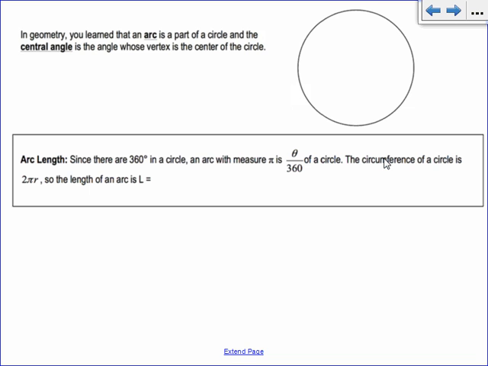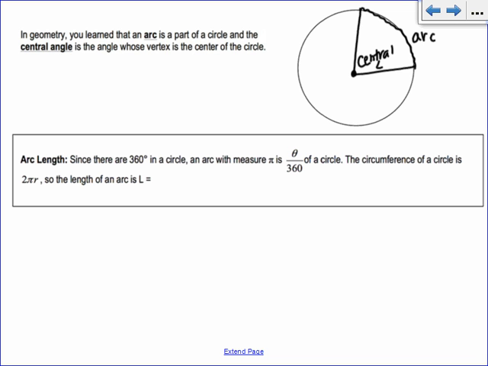All right, so in geometry, you learned that an arc is part of a circle, and the central angle is the angle whose vertex is the center of the circle. So if you remember, we had things like this, where we had a central angle, and then we had the part here, which was our arc. Okay, so we can often talk about the arc length.